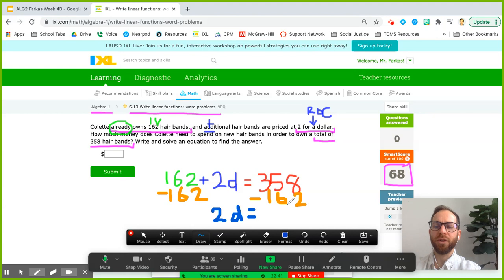Write your answer in the chat, or you can say it out loud. $196. Thank you, anonymous student. And then we're going to divide both by 2, because 2 times d equals 196. So if we divide this by 2, you can go ahead and write it down here, but you should get 98.